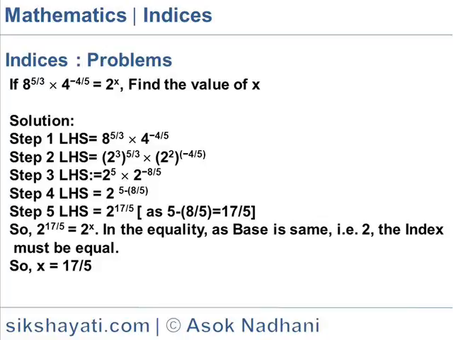So 2 to the power 17 by 5 is equal to 2 to the power x as per the problem given. So as the base is the same, 2, on both sides, the index must be equal. That means x must be 17 by 5.